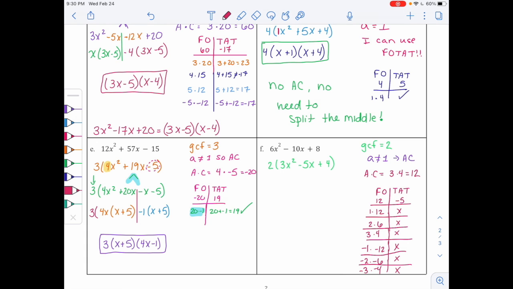This cannot be factored any further. This is the furthest it can be factored. That trinomial is not factorable. So don't force it.